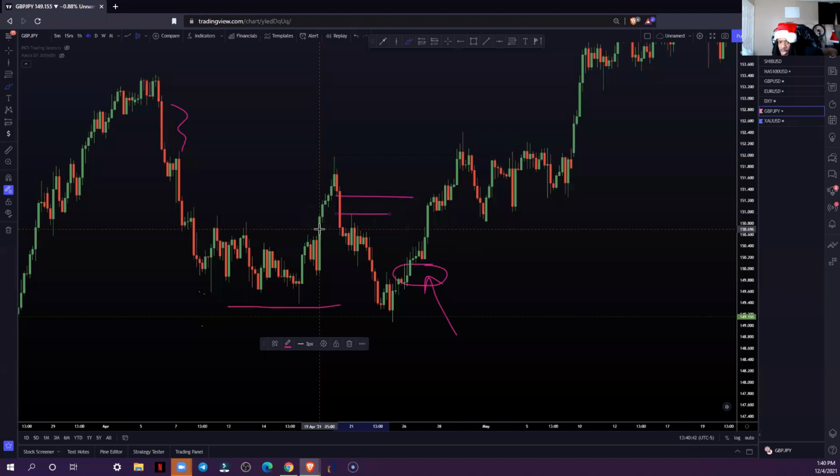What is a swing low? A swing low is the lowest point before it reverses. Can you drop on a lower time frame? Okay.